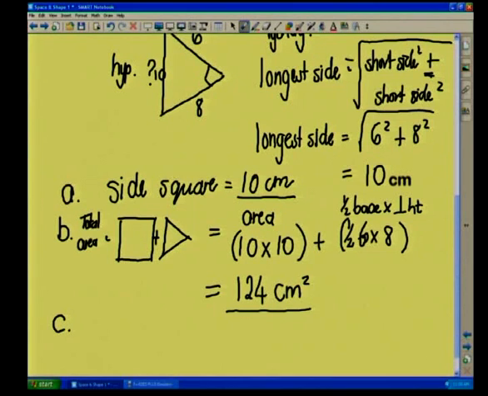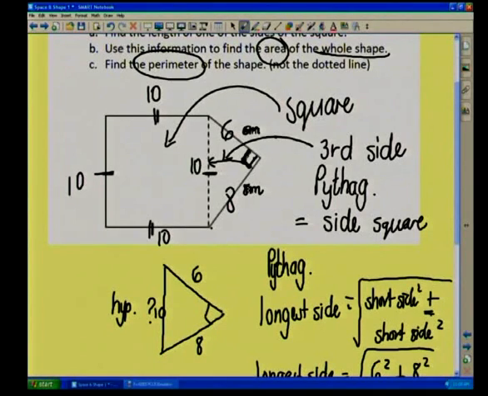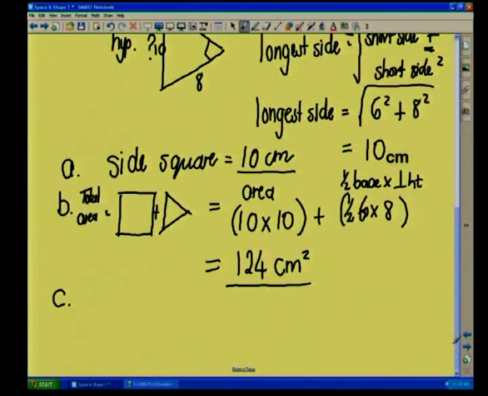Right, the last part was the perimeter. The perimeter of the shape is the distance around the outside. I'm going to draw it a bit neater at the bottom so I can actually see what I'm doing. So we had our square, which was 10 and 10 and 10. And then we had our two sides with a right angle in between. And this was 6 and that was 8. Remember, we don't have to include this dotty line.